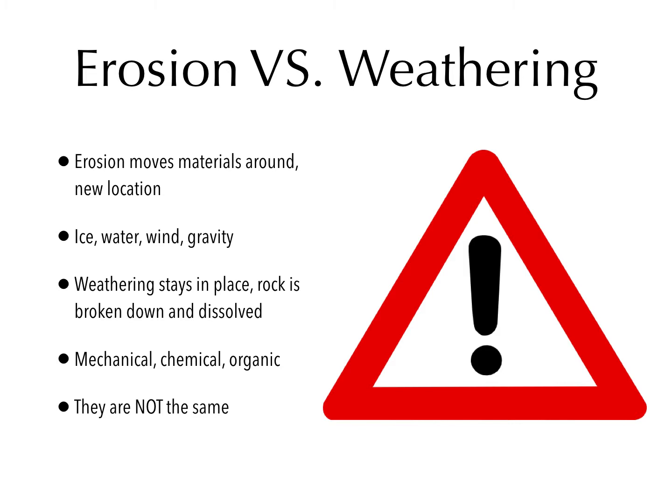I wanted to put in this slide about erosion versus weathering because I thought it was very notable. Erosion and weathering are 2 completely different things. Erosion moves materials around to a new location. Factors of erosion can be ice, water, wind, and gravity. Weathering, on the other hand, stays in place. A rock, for example, would be broken down and dissolved, and the factors of that would be mechanical, chemical, or organic. They are not the same.